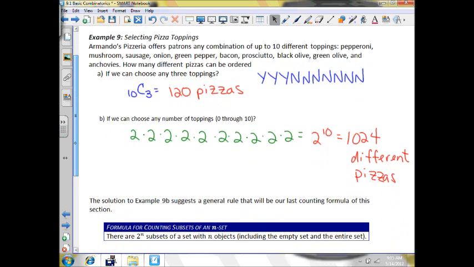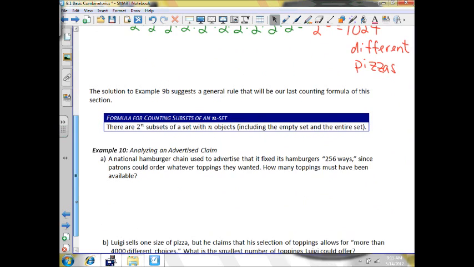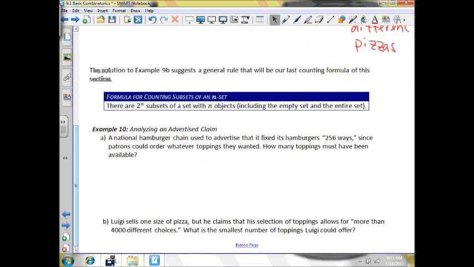Now, the solution to example 9b suggests a general rule that is the last counting formula of this section. There are 2 to the n subsets of a set with n objects, including the empty set and the entire set. Now, if we look at example 10, a national hamburger chain used to advertise that it fixed its hamburgers 256 ways, since patrons could order whatever toppings they wanted. How many toppings must have been available?